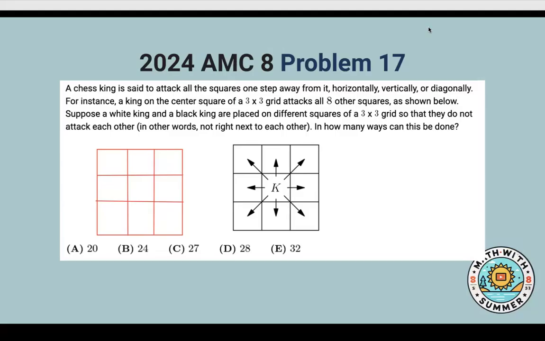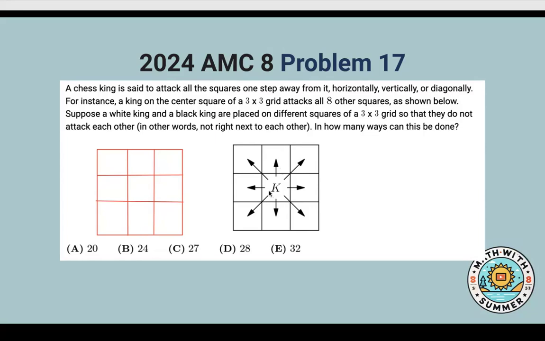For AMC8, problem 17, we have this counting problem here. It says a chess king is said to attack all the squares one step away from it, horizontally, vertically, or diagonally. For instance, a king placed on the center square of a 3 by 3 grid attacks all other 8 squares as shown below.